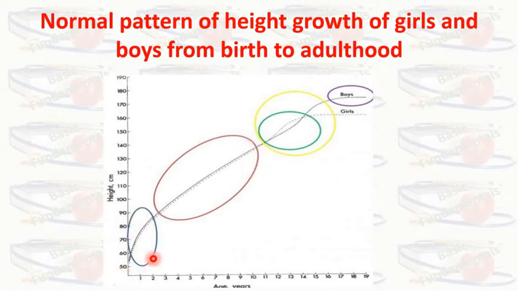This is from birth to 2 years. This is from 2 years to 10 years. And this green and yellow circle is the period of faster growth associated with puberty. This purple circle indicates the final height of boys and this is for girls. Final height of boys is greater than that of girls and this is the rapid increase of height in boys while the height of girls remains stagnant.